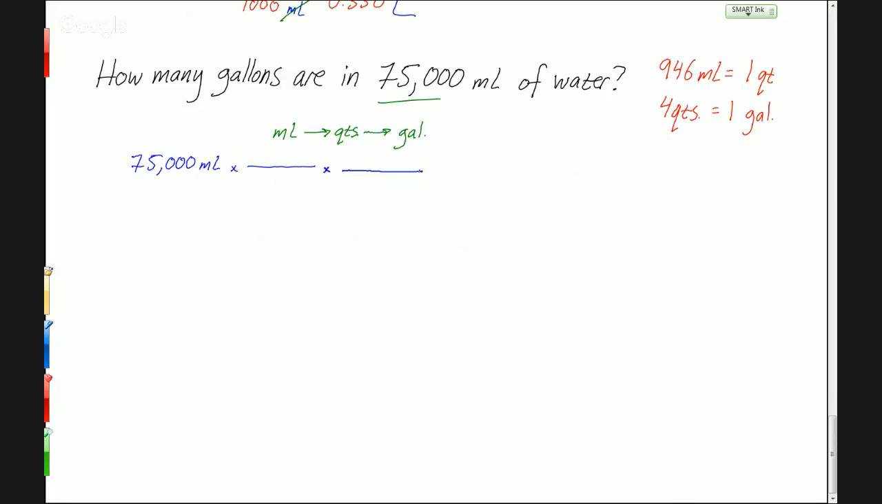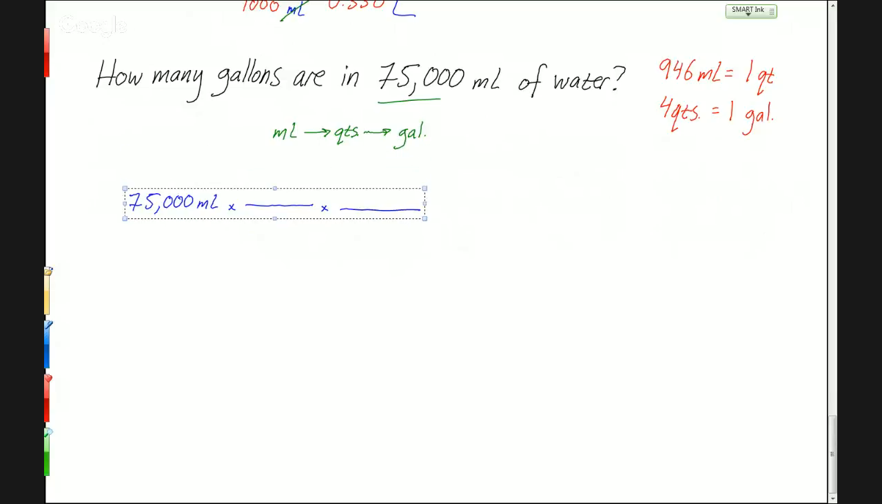We set up a couple factors here. I'm going to move myself a little more room. And we follow the units. Our plan in green says go from milliliters to quarts. So that means our first factor is going to be one that allows us to cancel milliliters and instead have quarts. We cancel milliliters top to bottom and end up with quarts.